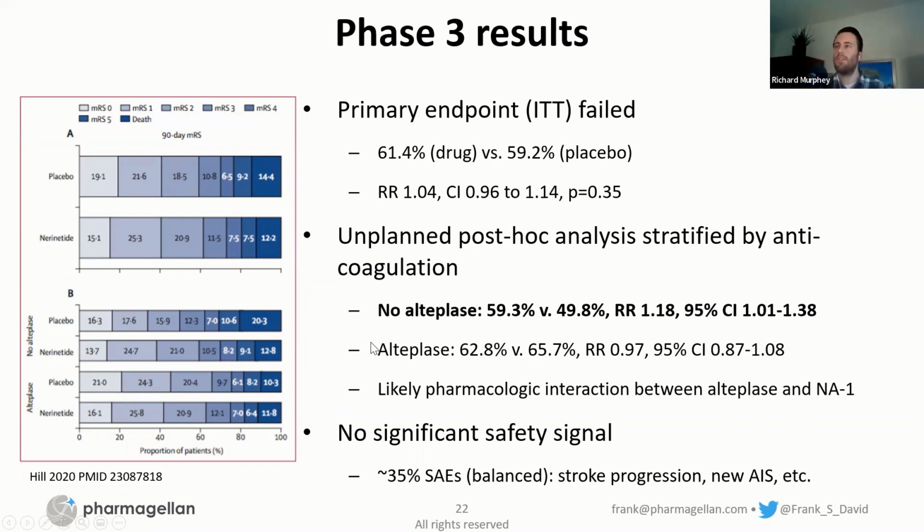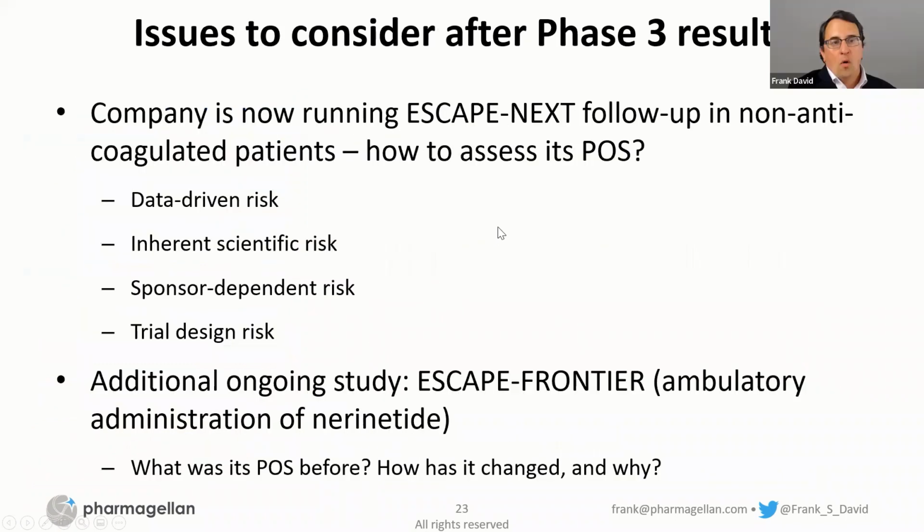Okay, makes sense. Good. So now we're putting ourselves back to 2020 or early 2021. Now they've decided to run a trial called Escape Next, which is essentially the same as their original trial in terms of size, except now they're just restricting it to non-anticoagulated patients.